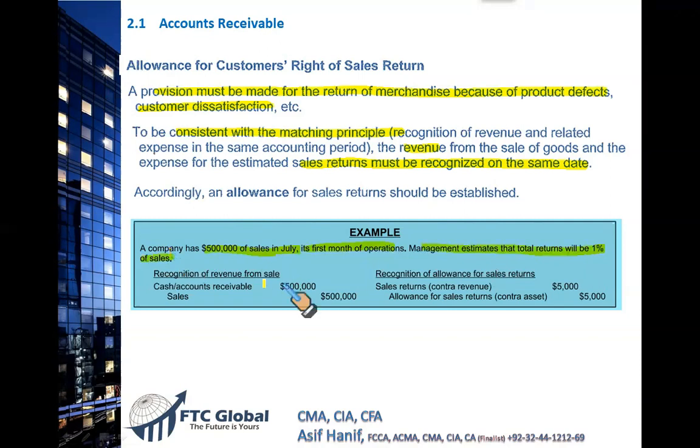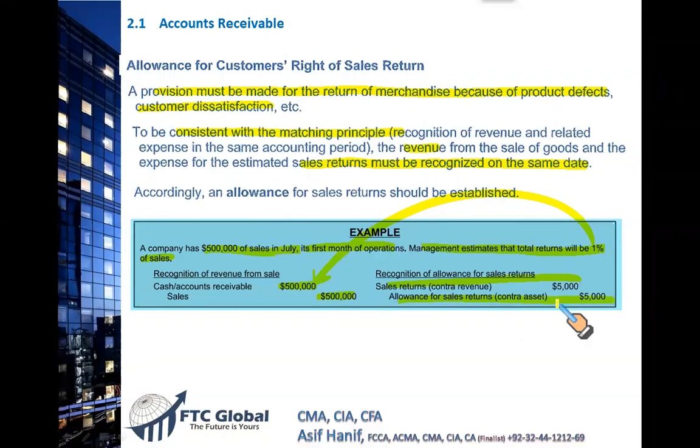Okay. If this is the sales, the entry we make is debit cash or accounts receivable, credit sales. On the same date, you must create an allowance for returns of 1% of the amount sold. You debit the sales return estimate, remember, and you credit the allowance. It works in exactly the same way as bad debt.